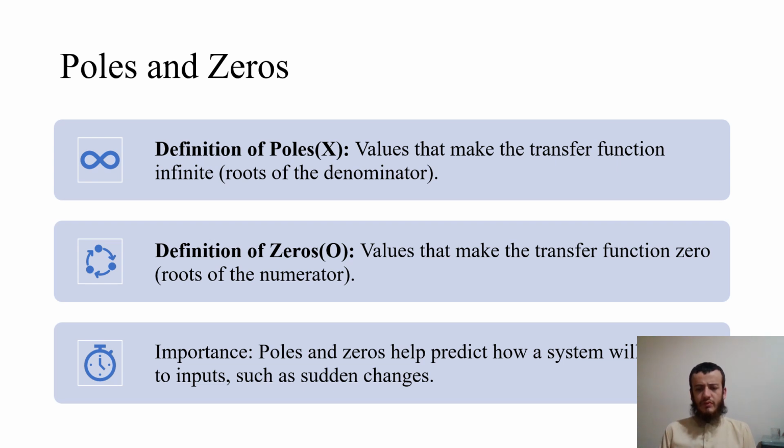The importance of zeros and poles: how to predict the behavior of a system when it is under an input, or a sudden input. This is the importance of the poles and zeros. How to predict the behavior of a system when a sudden input comes to the system.